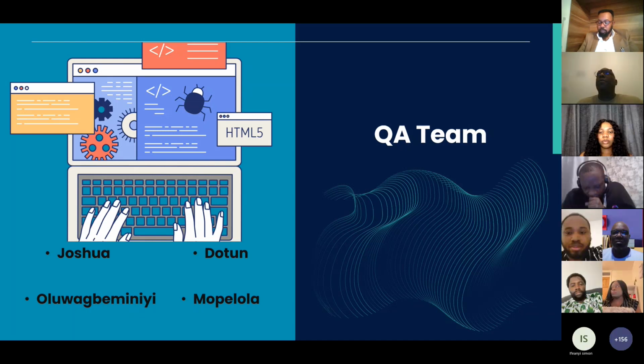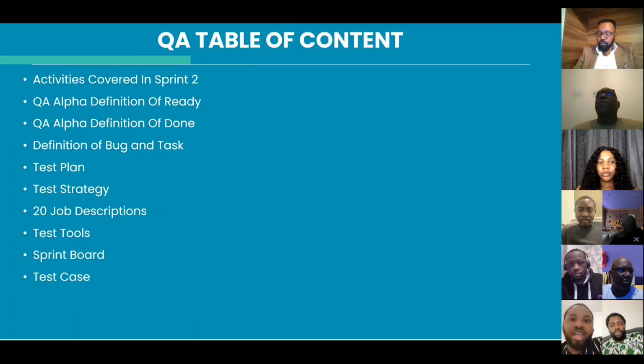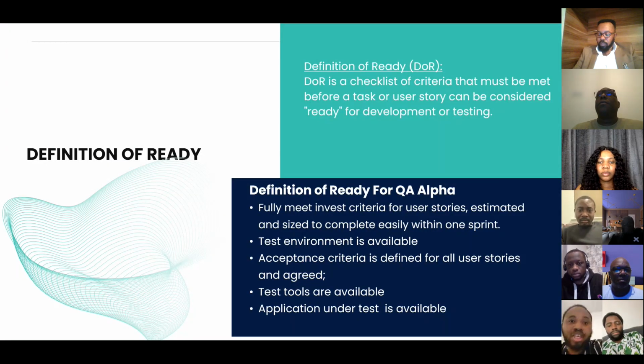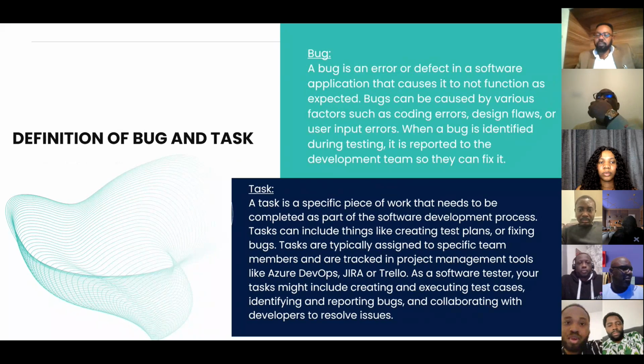You're muted. My name is Adidotun, QA. Next, please. Here is our table of contents. Next, please. And here we have activities covered in Sprint 2. Next, please. Here is definition of ready. Next. And also we have definition of done.